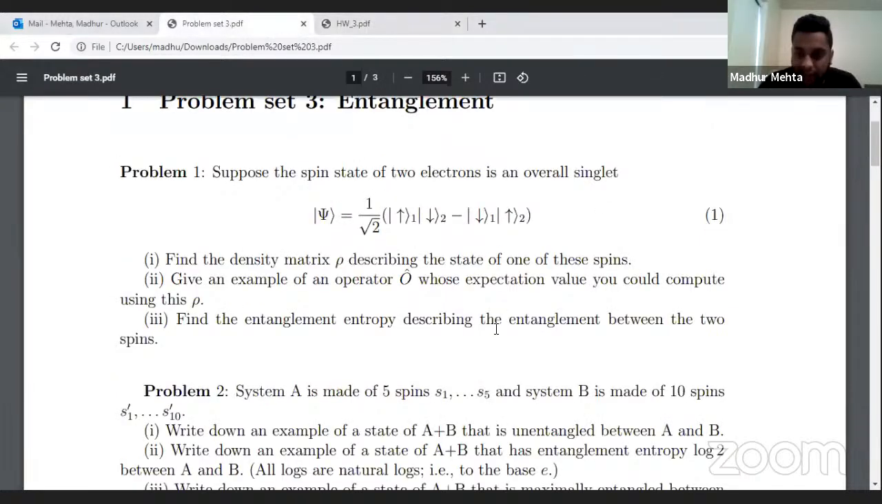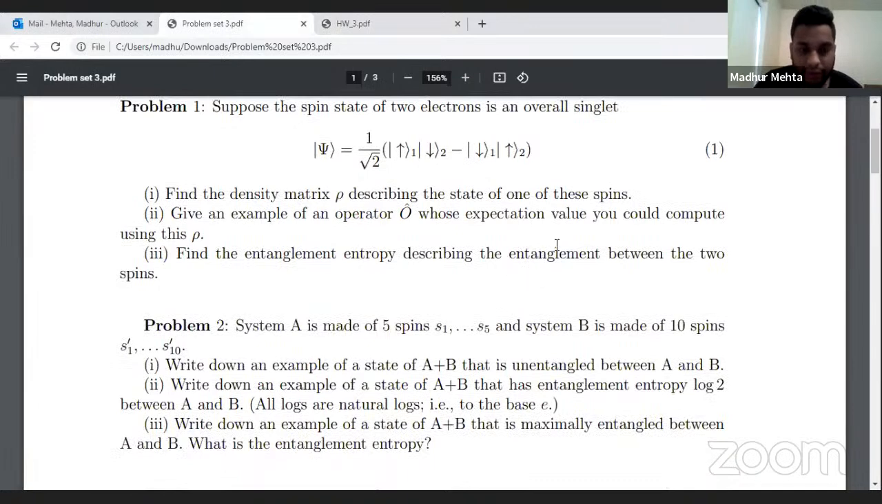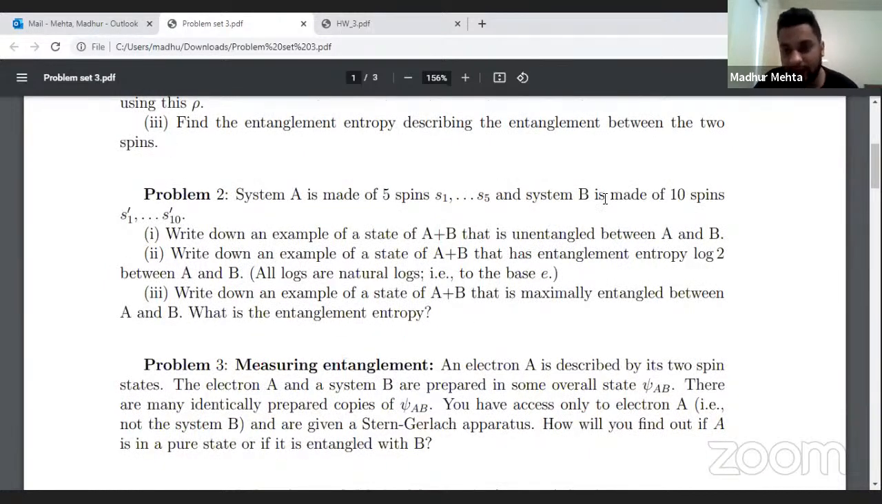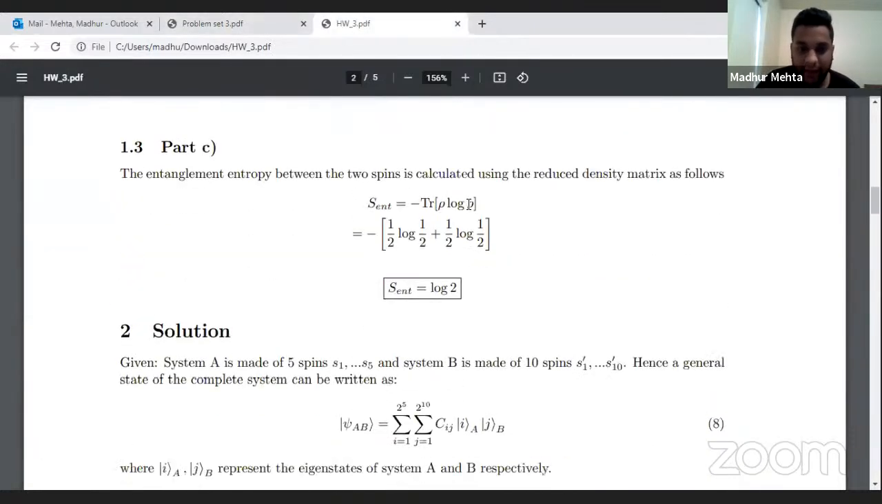Okay, then let's proceed to problem 2. So problem 2 is, you can think of it as an array of 15 spins, where subsystem A has 5 spins and subsystem B has 10 spins. And we are asked to write different types of states, which give us different types of entanglement entropy between A and B. So the first state is an unentangled state.